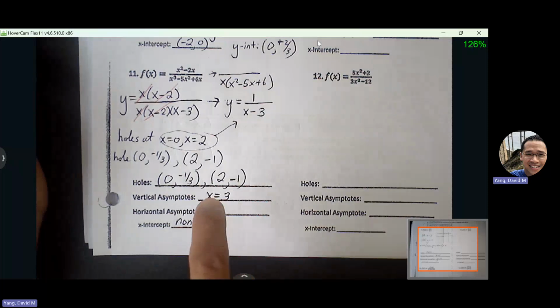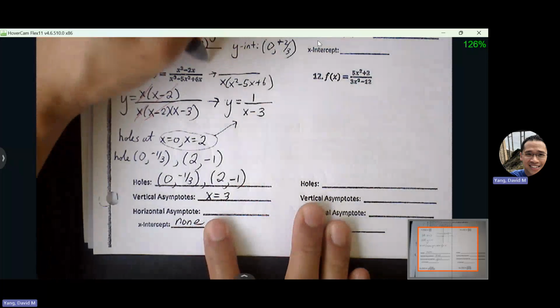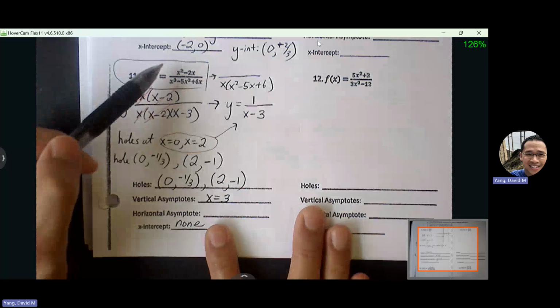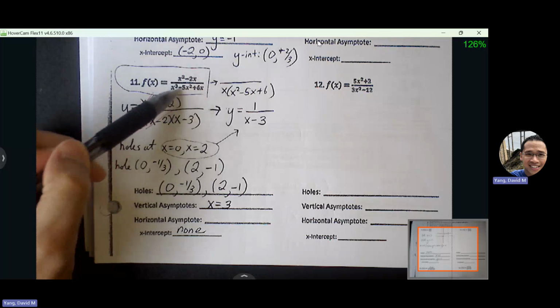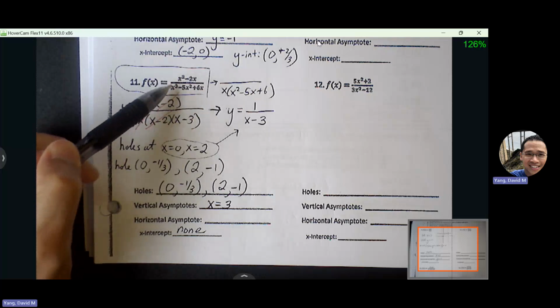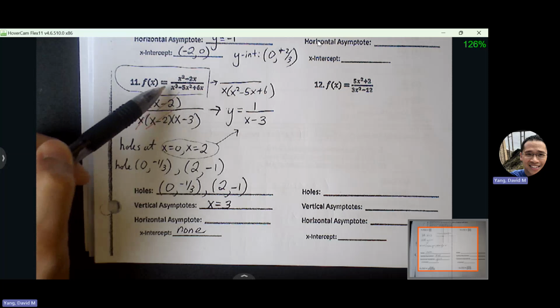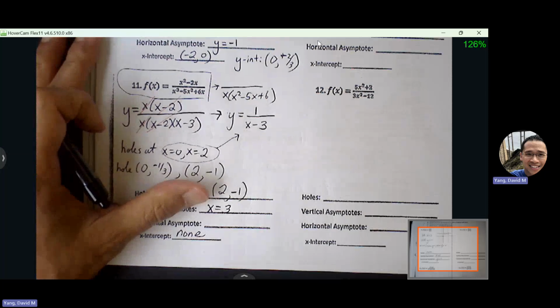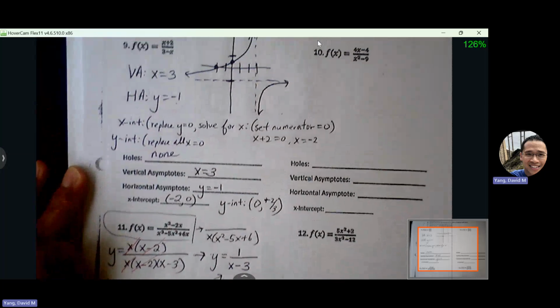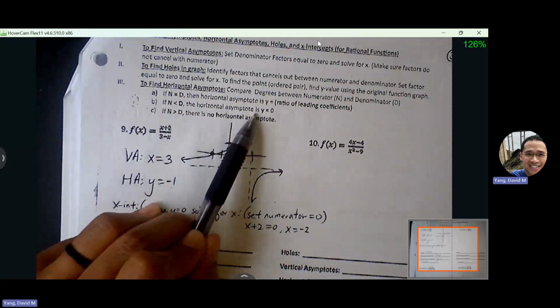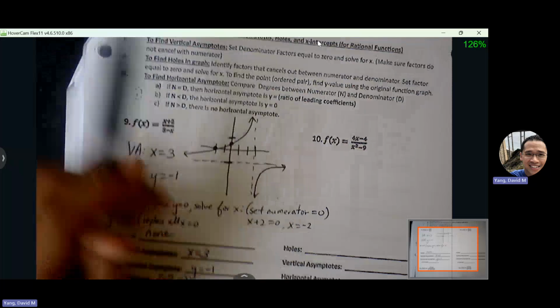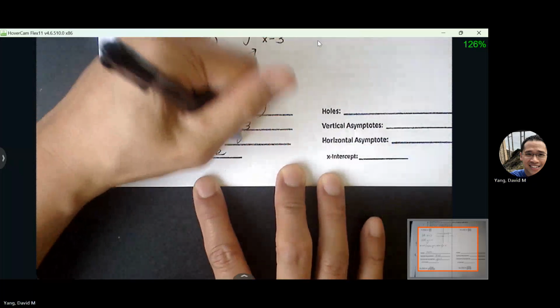Horizontal asymptote. Find the horizontal asymptote. You're going to go back to your original equation, and you're going to look at the degrees, the highest degree in the numerator and the highest degree in the denominator. So here, if you look at this original function, which side has a higher degree? Denominator. So if the denominator has a higher degree, there is a horizontal asymptote. Where's the horizontal asymptote? Good, y equals 0. Whenever the denominator has a higher degree, your asymptote is always at y equals 0.